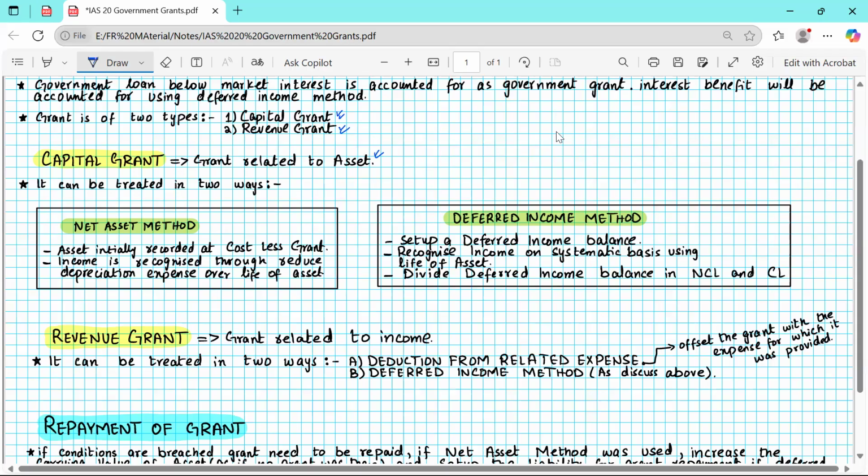Let's say for example the cost of asset was 1000 and government gave you the grant of 300. So initially, at which value will you record the asset? 1000 minus 300, 700. Okay. First thing. Income is recognized through reduced depreciation expense over life of asset. Now the reduced depreciation expense, you will recognize the income in the form of that. Now what does that mean? How does this work? Let's understand this with an example because the example will help you understand things.